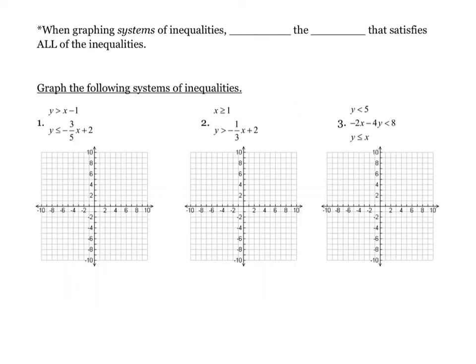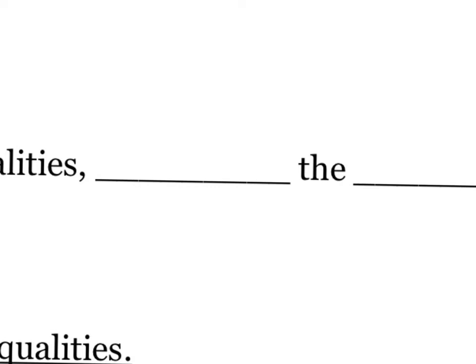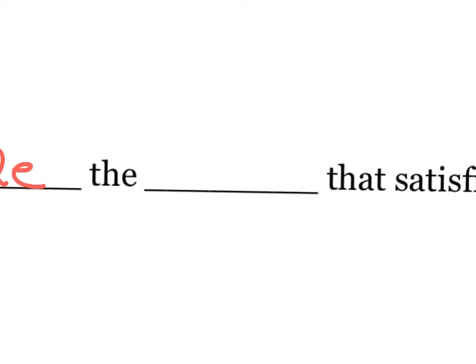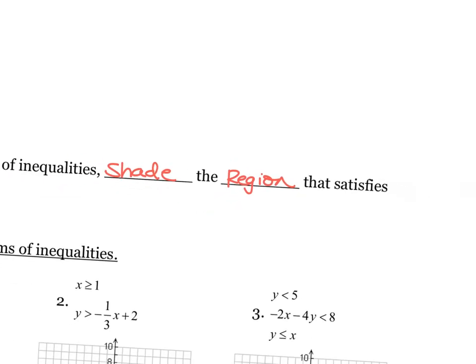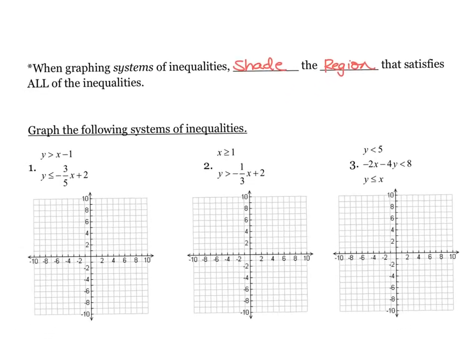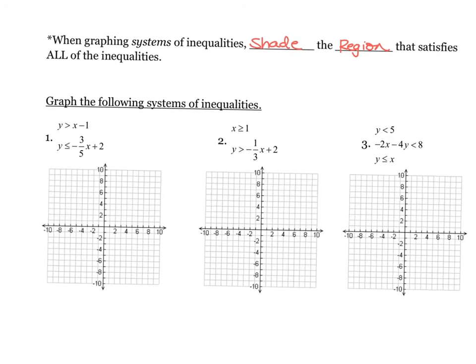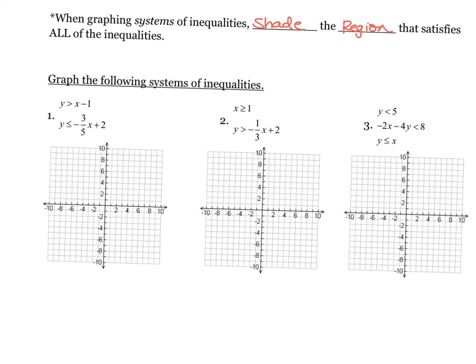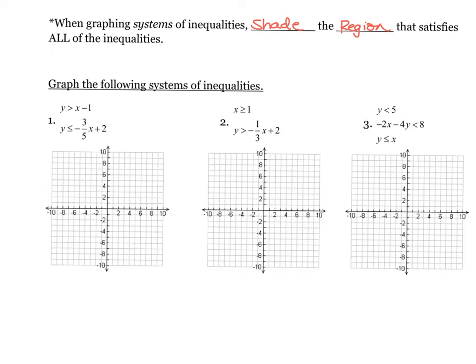Here we go. Just a couple examples here, guys. The only difference here is that we're graphing more than one line on the same graph. And the key here is that when we're graphing systems of inequalities, you have to shade the region that satisfies all of the inequalities. So I'll show you guys what I mean. I like to graph one line, shade it, graph the second line, shade it, and then really darken the overlap.